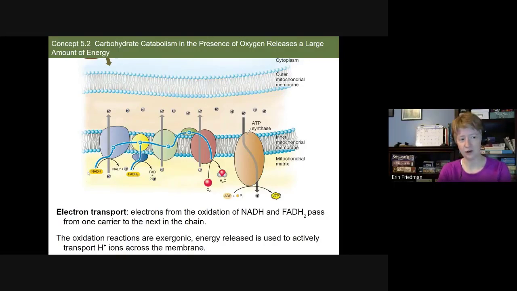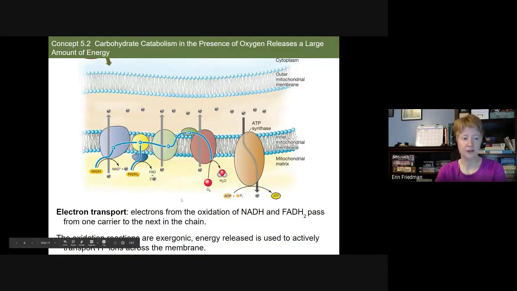So where do they get the electrons from? They either get them from NADH or FADH2, which came from either glycolysis, pyruvate oxidation, or the citric acid cycle. Right. I mentioned that NADH has higher energy electrons than FADH2, so they're going to start this process at slightly different points, but the end result is the same.